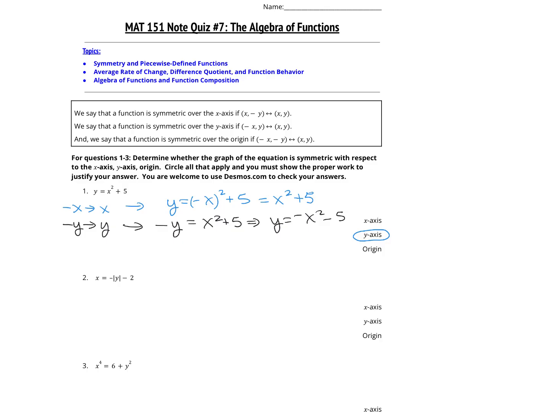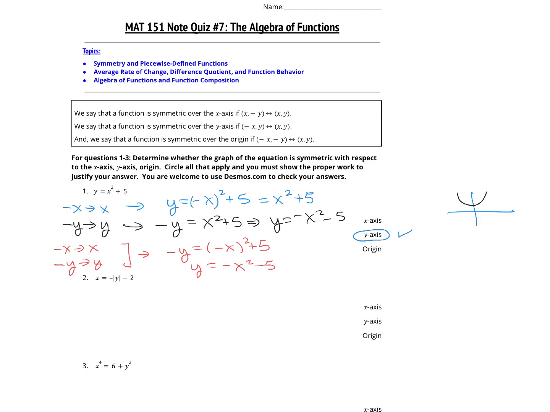And finally, let's do the origin. For the origin, we're going to have both negative x going into x and negative y going into y. Putting those together, we've got negative y equal to negative x squared plus 5, which turns into y is equal to negative x squared minus 5. So this function is not the original. So it's not symmetric to the origin. So we just have symmetry with respect to the y-axis. And if we think about the graph of this function, that would make sense because it's just a parabola that is going to be up here, up at 5, and it is nicely symmetric over that y-axis.